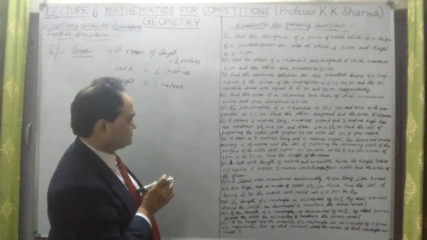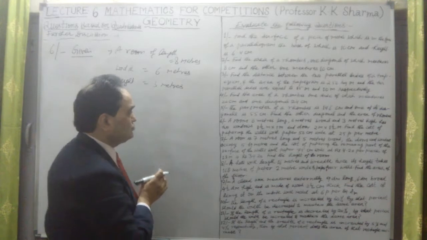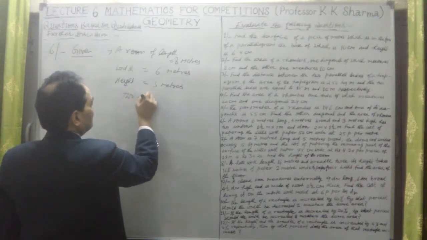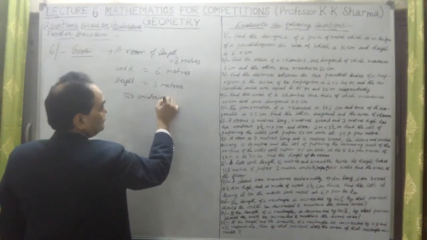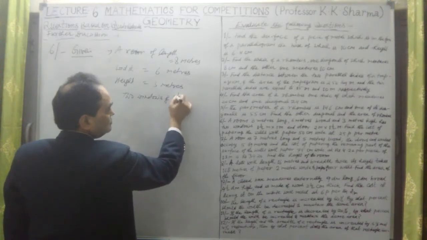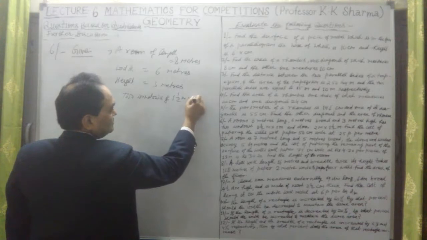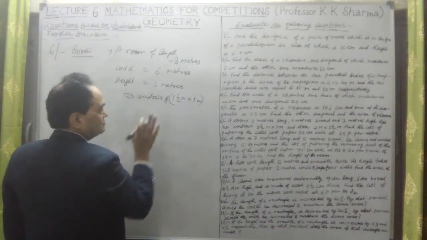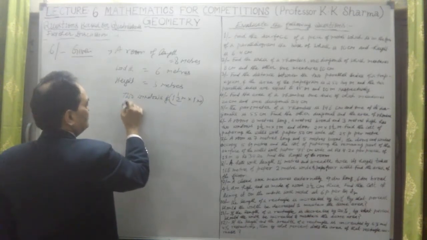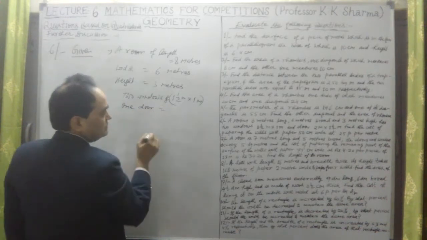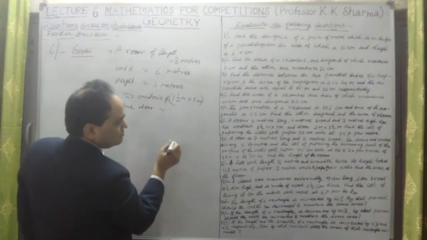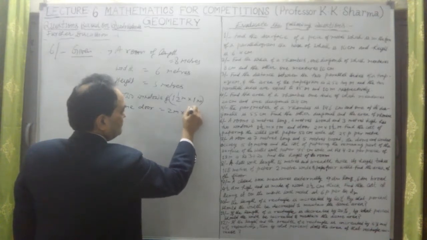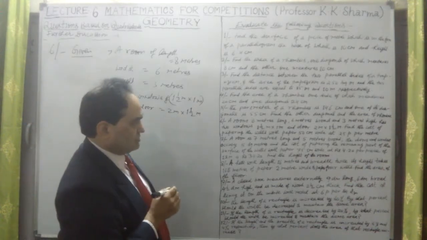The next thing given is that the room has two windows. So the area of two windows, each of 1.2 meter by 1 meter. This is the area of one window, so twice this area of the window is to be calculated. Then, one door. What is the area of the door? The area of the door is 2 meter by 1.2 meter.